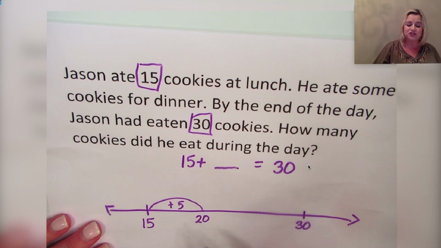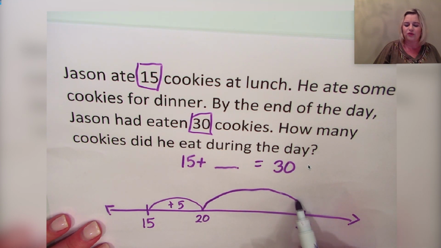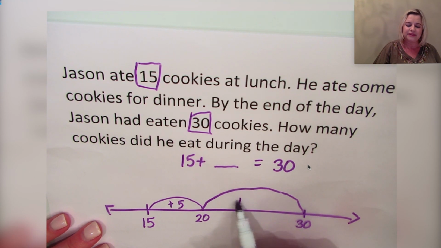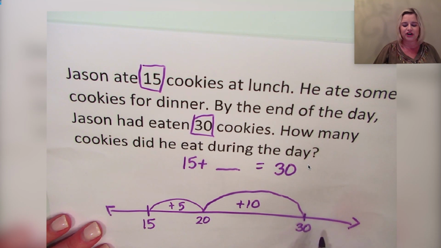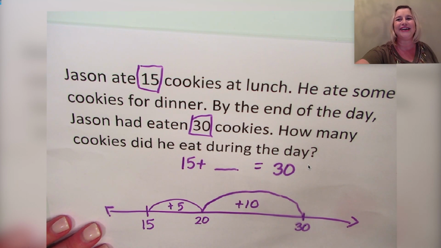We put our pencil on 20 and we make an arching arrow all the way to 30 because 20 plus 10 equals 30. Also, when we are counting by tens, we count 10, 20, 30, 40, and so forth. Let's compare our models.